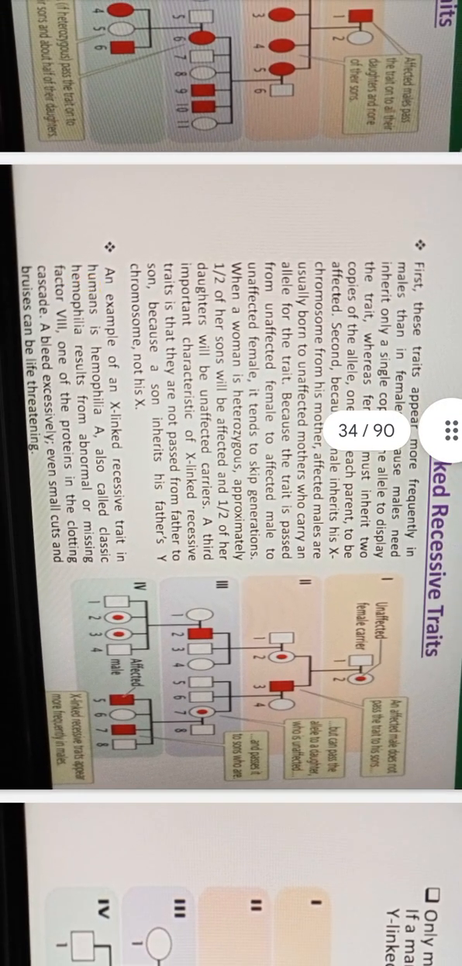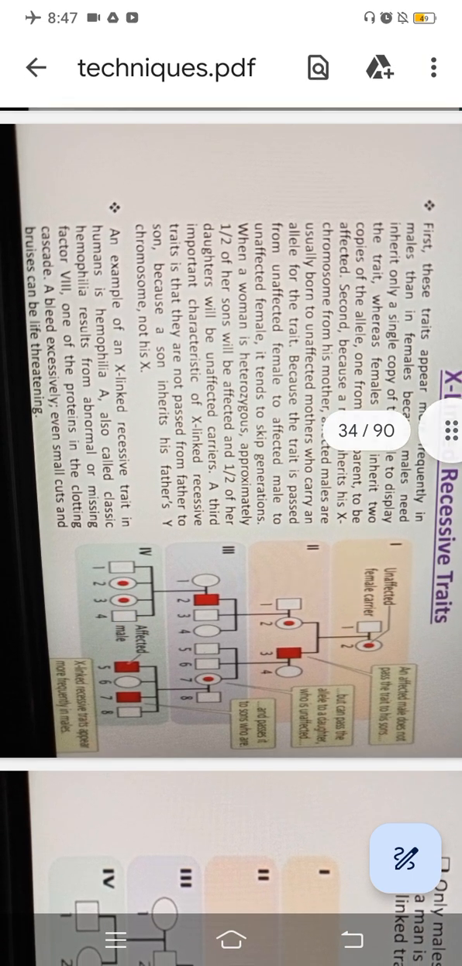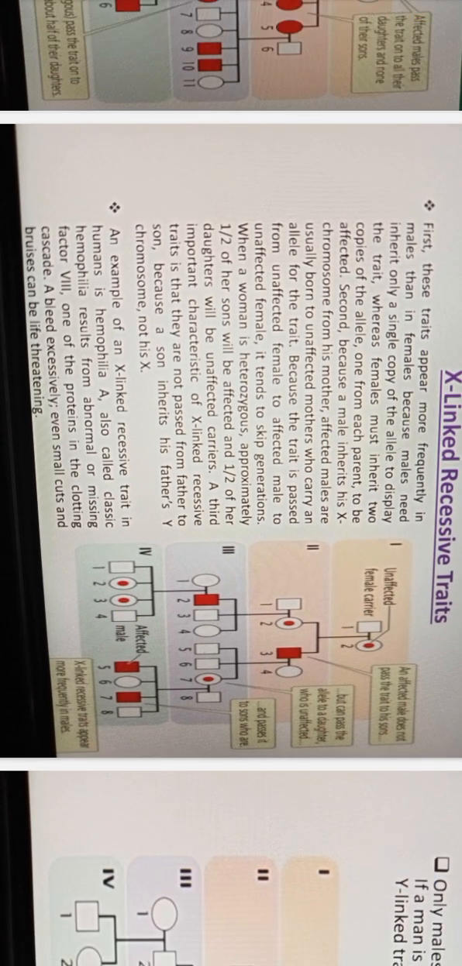And X-linked recessive traits. First, these traits appear more frequently in males than in females, because males need inherit only a single copy of the allele to display the trait, whereas females must inherit two copies of the allele, one from each parent, to be affected. Second, because the male inherits his X chromosome from his mother, affected males are usually born to unaffected mothers who carry an allele for the trait. Because the trait is passed from unaffected female to affected male to unaffected female, it tends to skip generations.